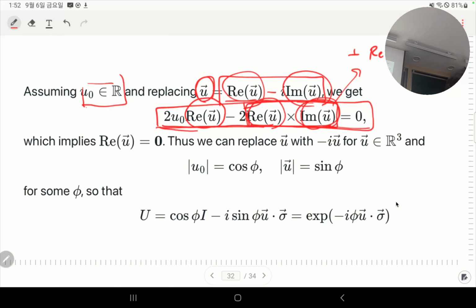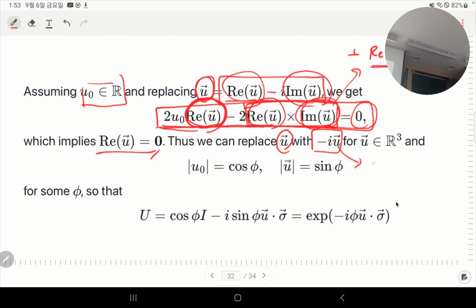But this equation says you add this vector, which is perpendicular to both of these, to one of these to get zero. It's not possible unless real u equals zero. You cannot make a zero vector by adding two perpendicular vectors. Right? It's not possible. So real u is zero. That means the complex three-dimensional vector u is purely imaginary. It consists of pure imaginary numbers. So I can replace u by minus u here.